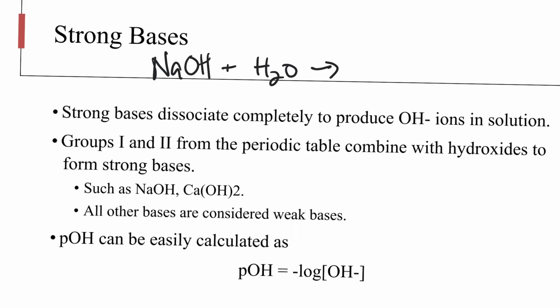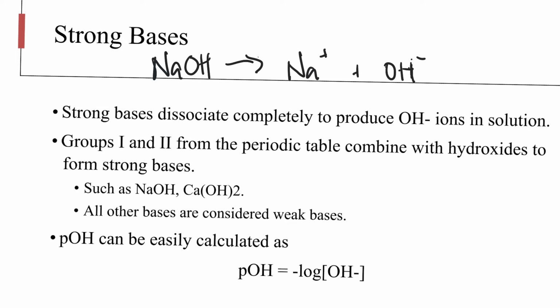Actually, we don't even have to add H2O because we understand what's going on here. As I said, this is going to dissociate, so you have Na+ plus OH-. It produces this OH-. This is sodium hydroxide breaking up completely once it dissolves into water.